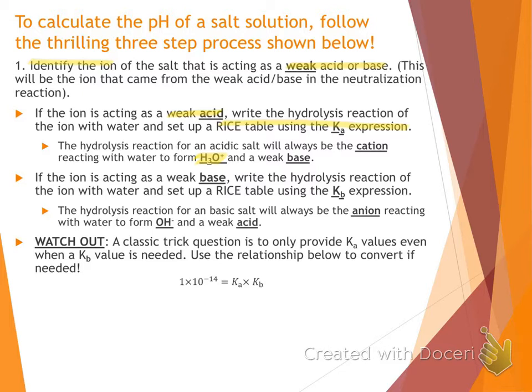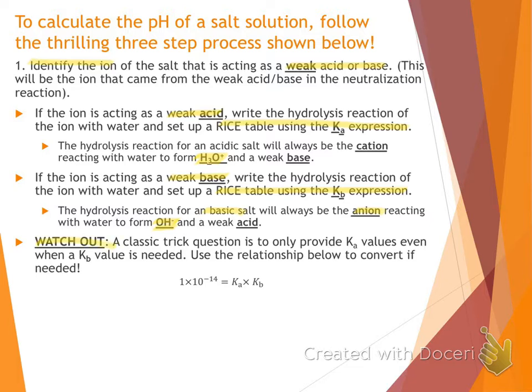If our ion is acting as a weak base, then we're using our RICE table and a Kb problem. The hydrolysis reaction that we need to write for our RICE table with that basic salt is going to have the anion, which is acting as that weak base. It's going to react with water to form OH-. We have to form OH- in solution because that's what bases do, and it is a basic salt. The leftover will be the weak acid, which is the conjugate acid of that basic salt.